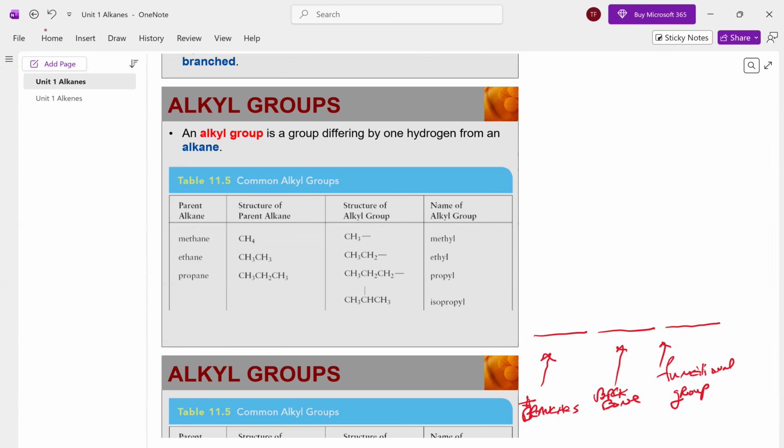Okay, when we start naming them, if there's a branch, it's different than the structure. Okay, so if a branch has got one carbon long, it's called a methyl. 2 carbons long, ethyl, 3 propyl. Okay, I'll show you a table in a minute here.